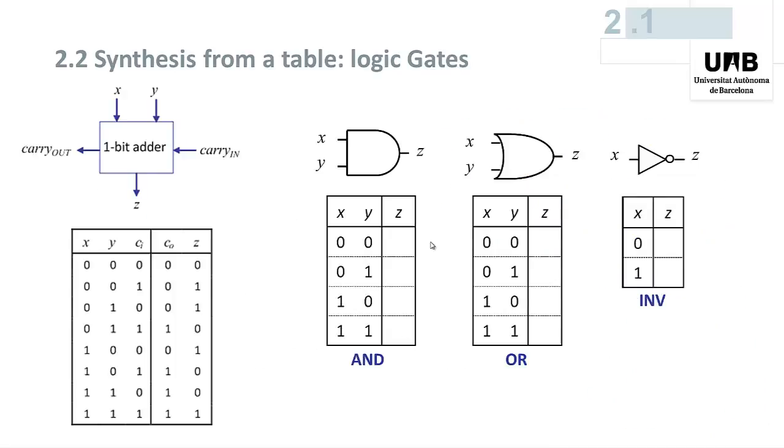Then it remains to synthesize a 1-bit adder. And this 1-bit adder can be defined by a table that defines the outputs corresponding to all input combinations: outputs C0 and Z in function of the value of X, Y, and Ci. We could store those values in a read-only memory, but we could also use logic gates.